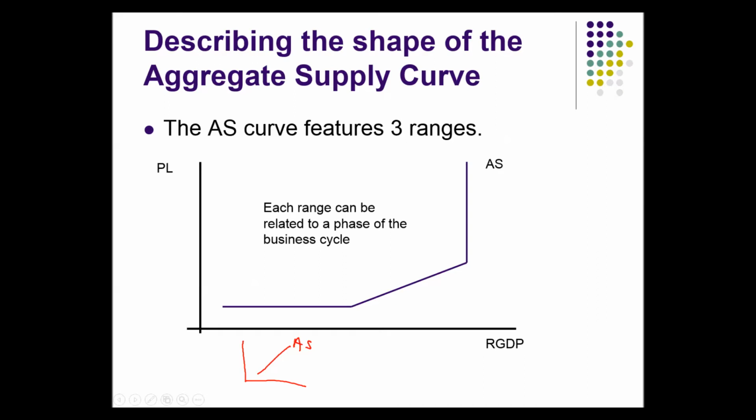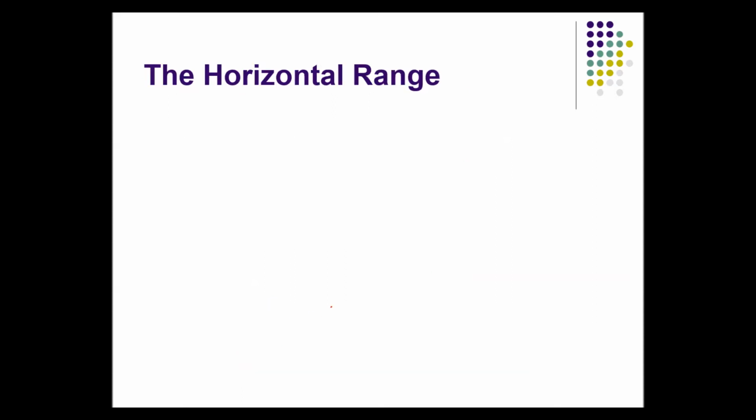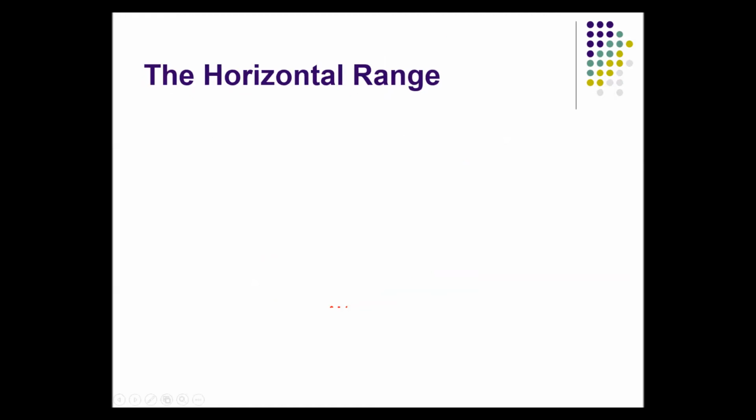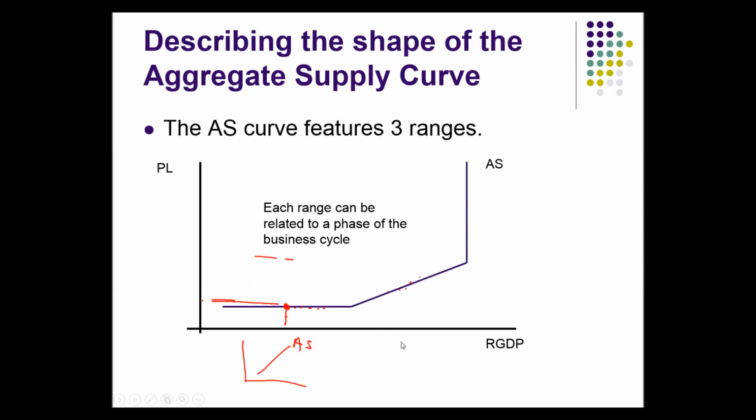Each range in the aggregate supply curve is related to a phase of the business cycle. We have recession, where price level is generally pretty low and real GDP is low. And then we'll eventually get to the intermediate range, which sees real GDP start to increase, as well as price level starting to go up. And then we hit the vertical stage where we see no increase in real GDP. We only see an increase in the price level.